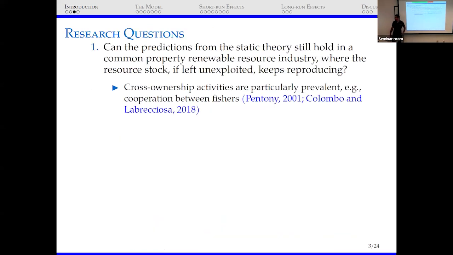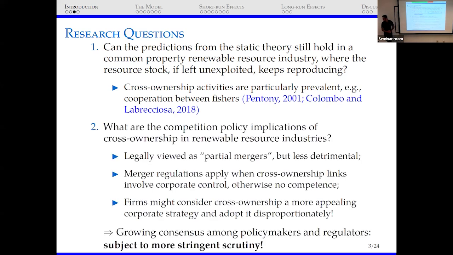Good. So this is our research question here, which is: can the predictions from the static theory still hold in a common property renewable resource industry where the resource stock, if unexploited, keeps reproducing? And the best example, since I did my PhD in fisheries, will be fishers. Cross-ownership activities are absolutely prevalent in, for example, cooperation between fishers. We have some examples from New Zealand, from Iceland. Examples exist almost everywhere in the world where companies buy each other's shares, looking for a better profit. And this is happening a lot in fisheries. We have some papers by Colombo and Chula and Antonio as well. They have discussed this problem.